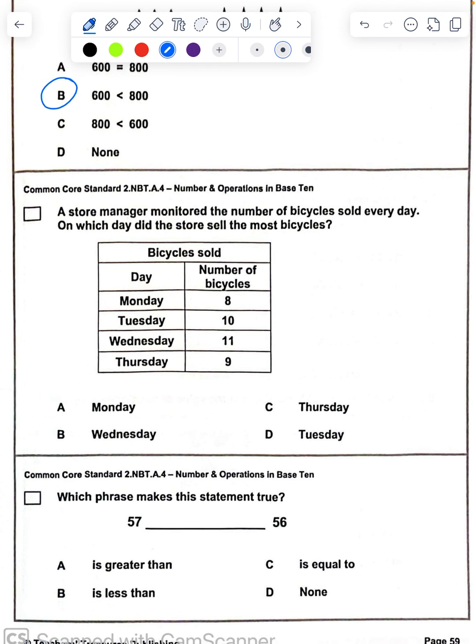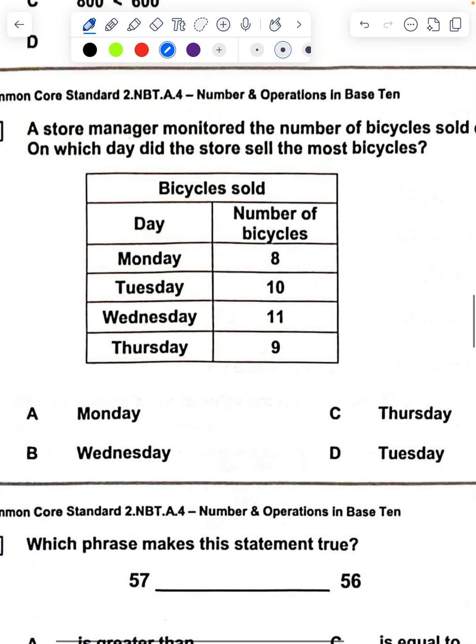Okay, next. A store manager monitored the number of bicycles sold every day. On which day did the store sell the most bicycles? So if you look, 8, 10, 11, 9. So obviously 11 is the biggest number, which is Wednesday, so it'd be B.